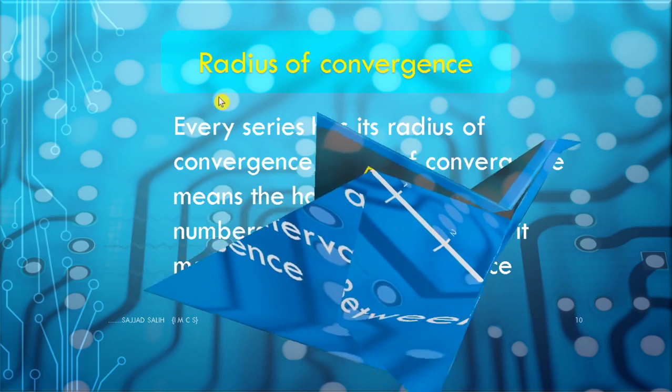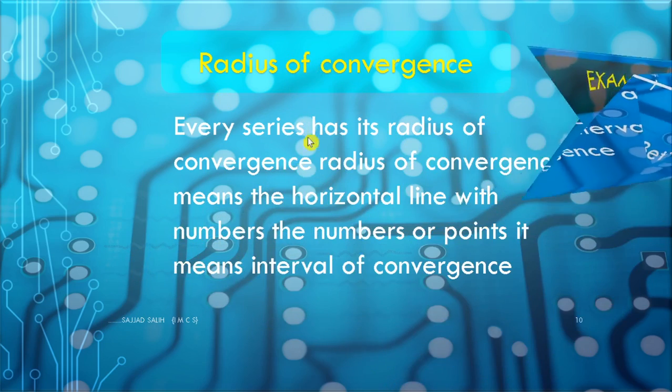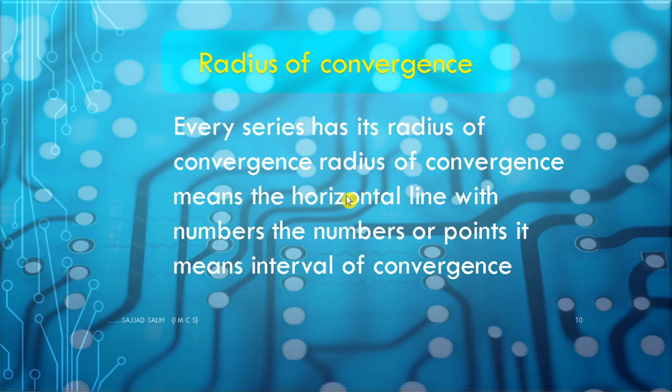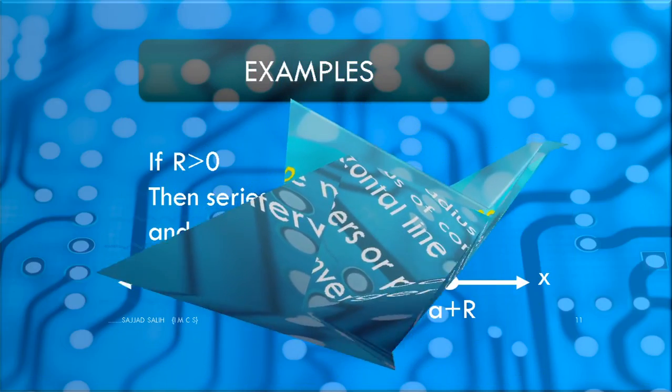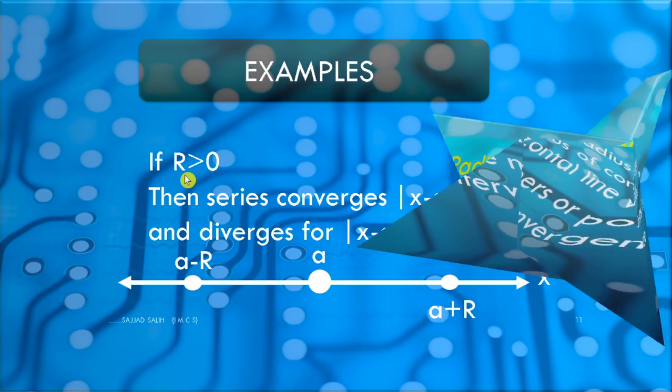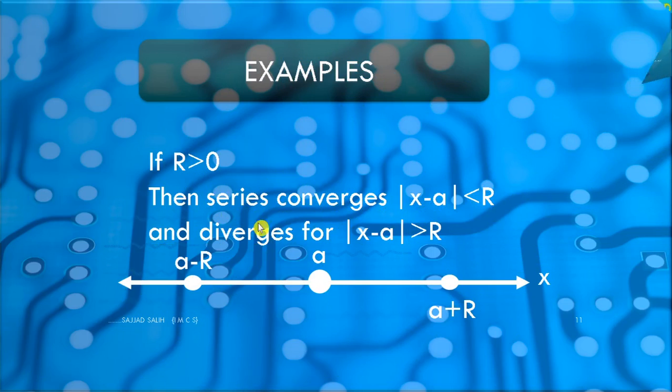So what is the radius of convergence? Every series has its radius of convergence. Radius of convergence relates to the horizontal line with numbers, the numbers or points. It means the interval of convergence. If r is greater than 0, then the series converges for |x minus a| less than r, and diverges for |x minus a| greater than r. Here are the ending points.